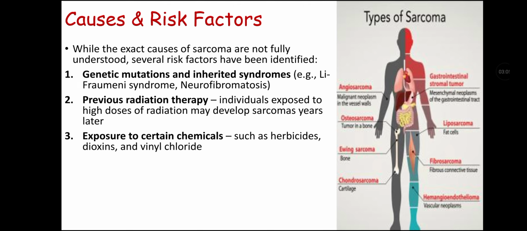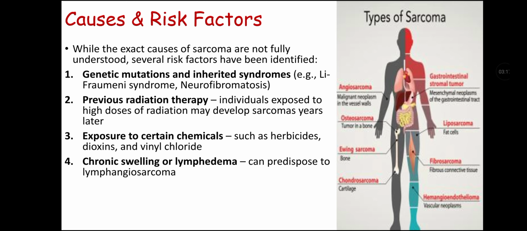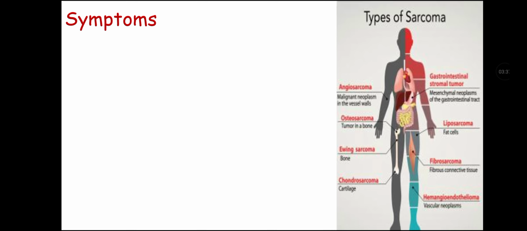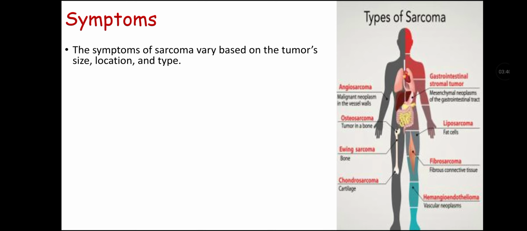The third risk factor is exposure to certain chemicals such as herbicides, dioxins, and vinyl chloride. Next is chronic swelling and lymphedema, which can predispose to lymphangiosarcoma. Next is injuries or implants. Rare cases of sarcoma have been reported near foreign bodies. In many cases, however, sarcomas occur without any known risk, but these are the most common causes and risk factors for sarcomas.